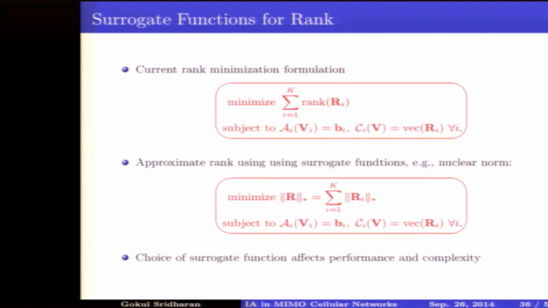Rank is a pretty nasty function to deal with, so you sort of smoothen it out with either the nuclear norm or the log determinant or something like that. And once you plug in this surrogate function, then you're into the familiar domain of convex optimization, and you can pull in tools from convex optimization to solve for the aligned beamformers.